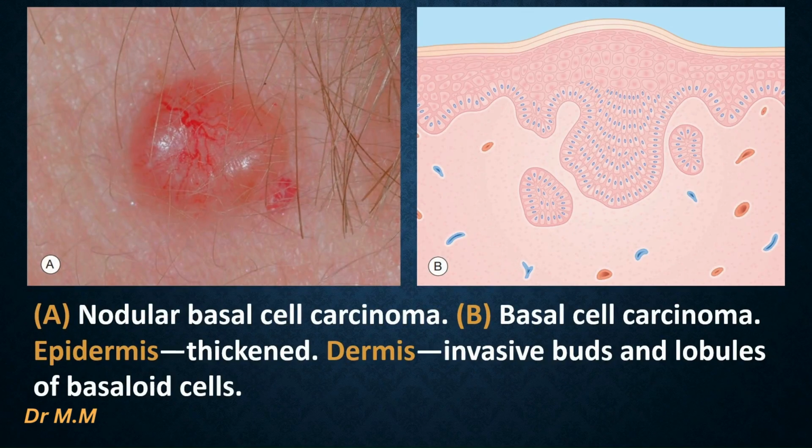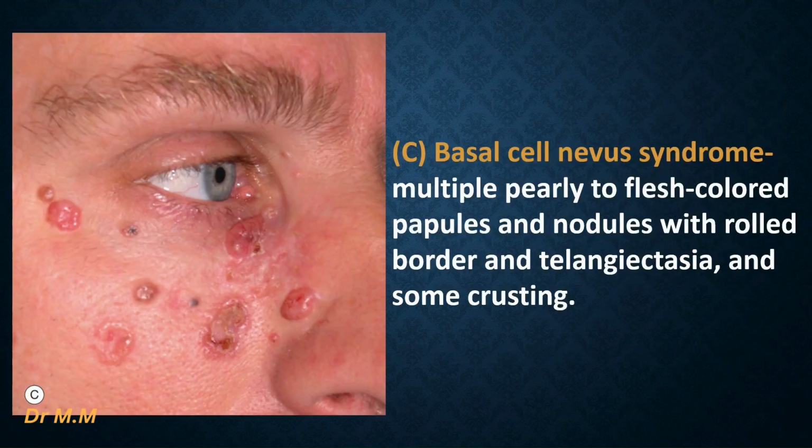Here we can see nodular basal cell carcinoma, and we have also basal cell carcinoma in diagram B. Epidermis: in the epidermis we can see thickening. In the dermis we have invasive bars and lobules of basaloid cells.